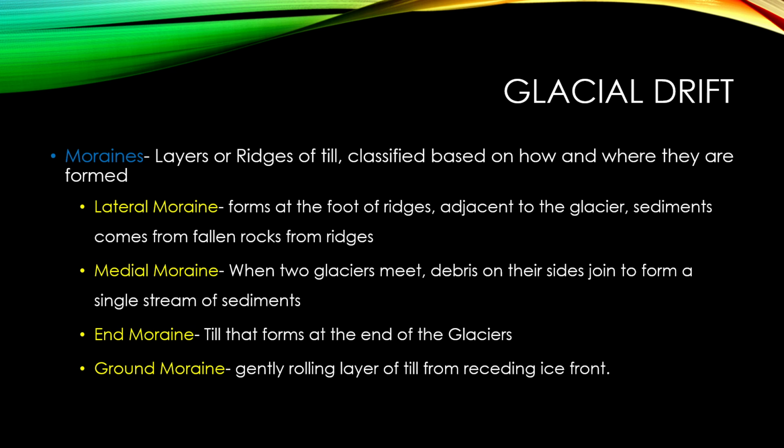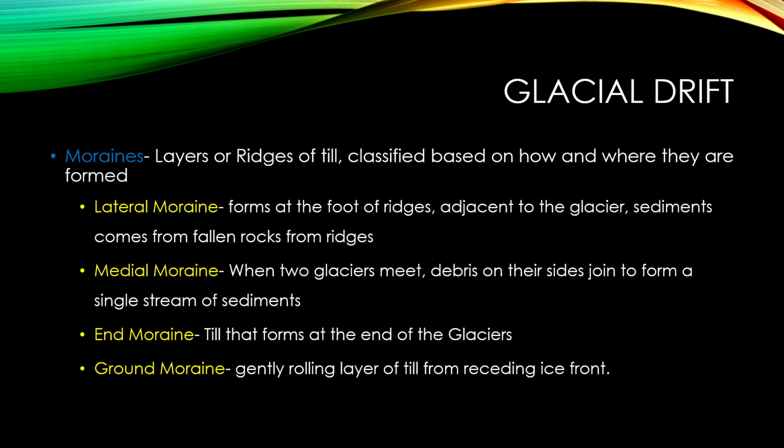And then you have your medial moraine. These are formed where two glaciers meet. When two glaciers meet at the edge of your ridge, the former lateral moraines combine, and your medial moraine will form and follow the single stream of the former two glaciers. There can be multiple medial moraines when you have multiple glaciers meeting each other. And then the end moraine is the till that forms at the end of glaciers, meaning it is at the foot of the glacier.